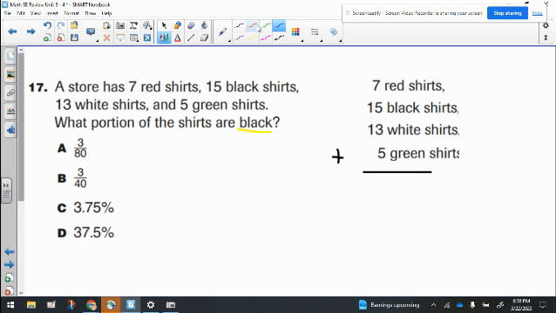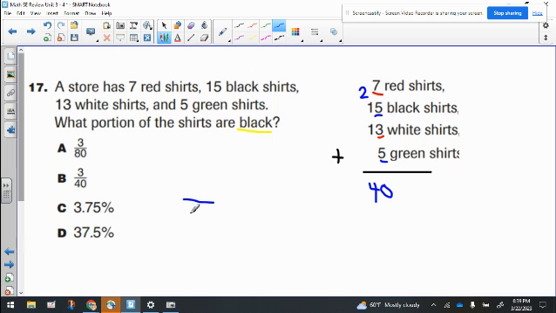So you'd want to use compatible numbers whenever possible. 7 and 3 is 10. 5 and 5 is 10. So 10 plus 10 would be 20. And 20 plus 20 would be 40. So we have a total of 40 shirts.